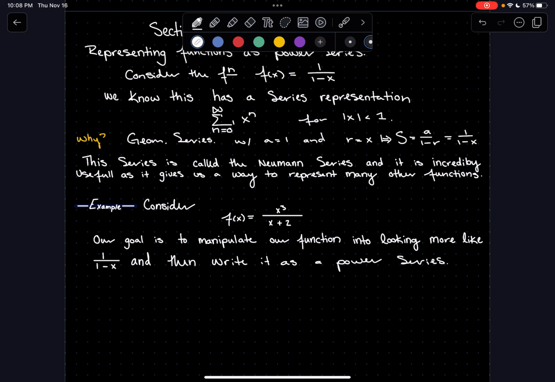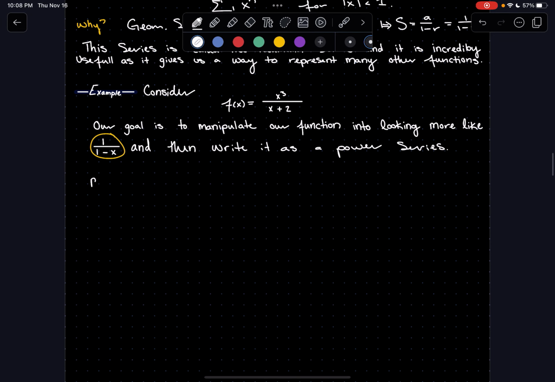So first, let's pull out the x cubed, right? Because we don't have an x in the numerator. We only have that in the denominator of the function that we want, right? Our goal function here, it doesn't have anything in the numerator. It just has a 1. So we want to pull out the x cubed. So let's say pull out x cubed.